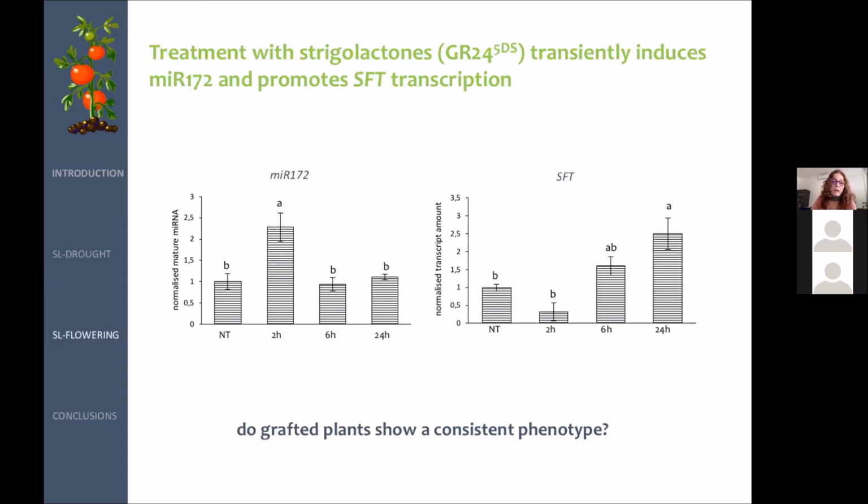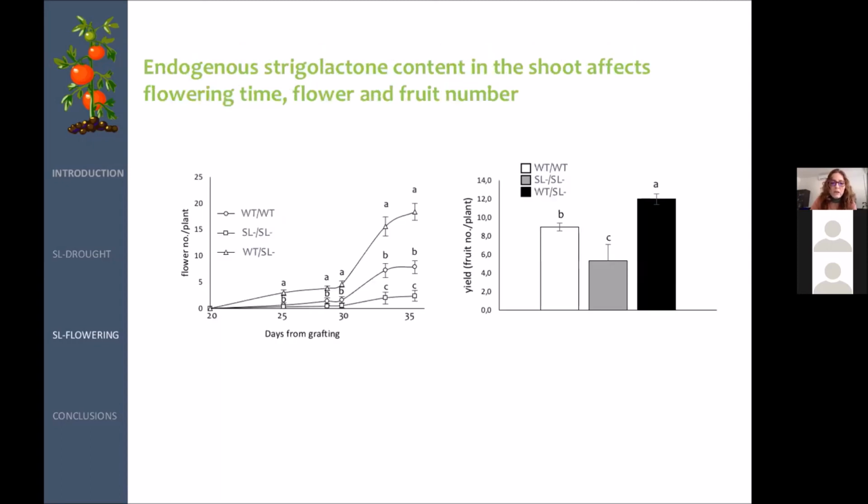And how about grafted plants? Do they have a consistent phenotype, and what about molecular markers? If we look at the flowering of the 3 grafted lines that we have seen in the previous experiment, here stress is not included, it's just regular development.